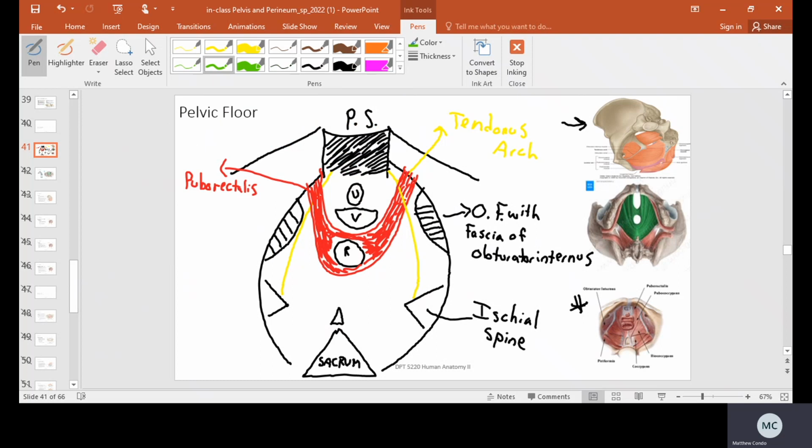Moving posterior, coming off of this tendinous arch, obturator fascia, and then diving directly down to the coccyx. This is going to have a right and left side. And it kind of comes around as well. This guy in green here is going to be called Pubo Coccygeus.